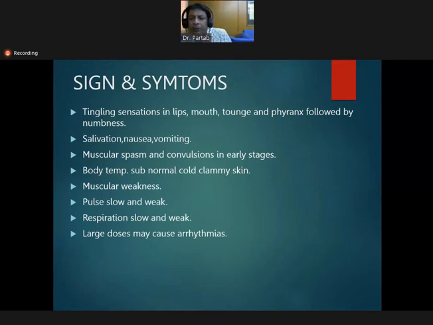Large doses may cause cardiac arrhythmias. This is the effect on the cardiac muscle, and if the doses are crossed and toxic, you may see the arrhythmias in the ECG. That may lead to coma and death. So these are the signs and symptoms of aconite on the cardiac muscles.